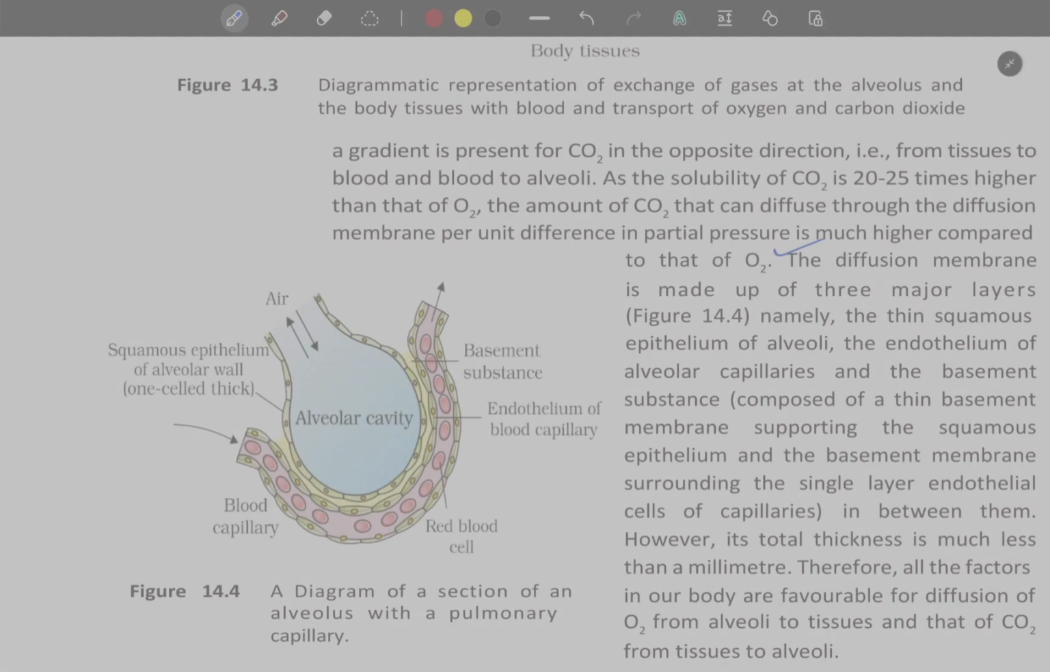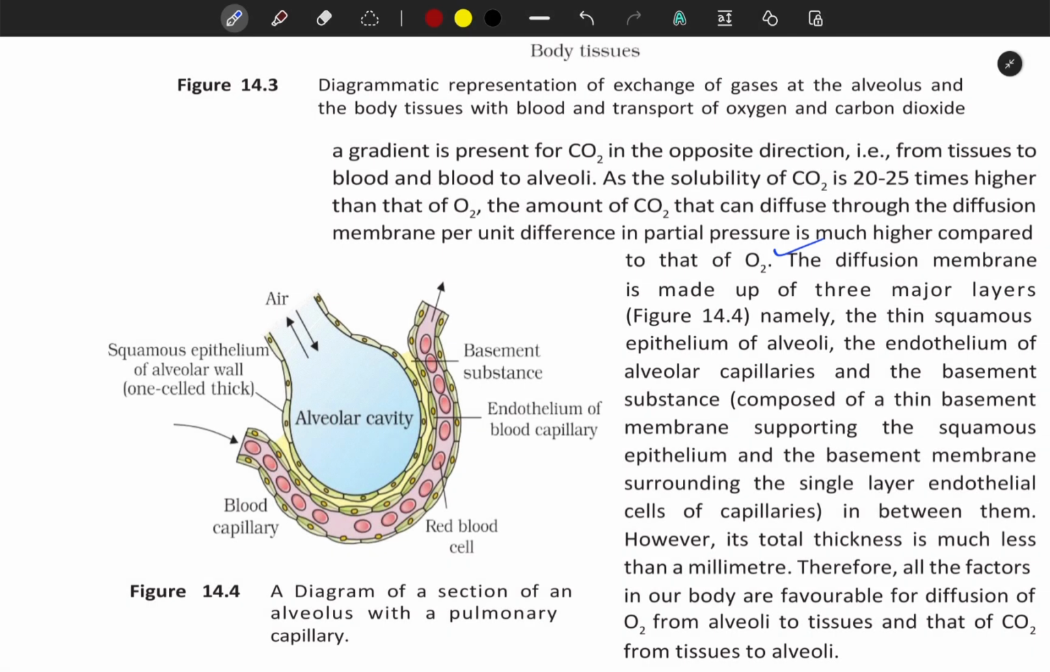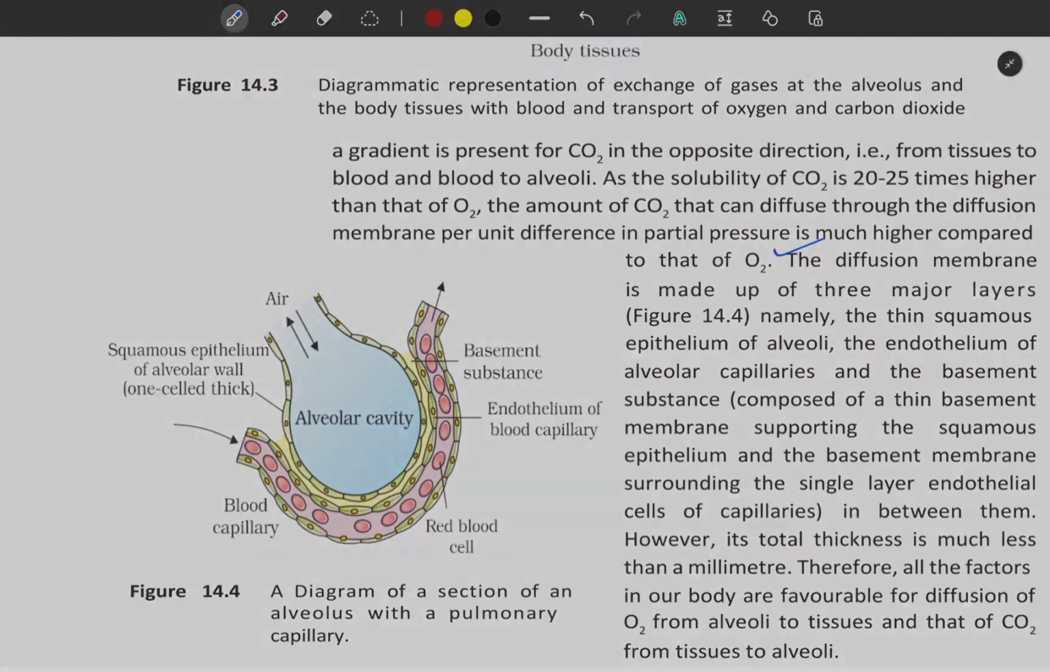The diffusion membrane is made up of three major layers, namely the thin squamous epithelium of alveoli, the endothelium of alveolar capillaries, and the basement substance that is composed of a thin basement membrane supporting the squamous epithelium and the basement membrane surrounding the single layer of endothelial cells of capillaries in between them. However, its total thickness is much less than a millimeter. Therefore, all the factors in our body are favorable for diffusion of O2 from alveoli to tissues and that of CO2 from tissues to alveoli.